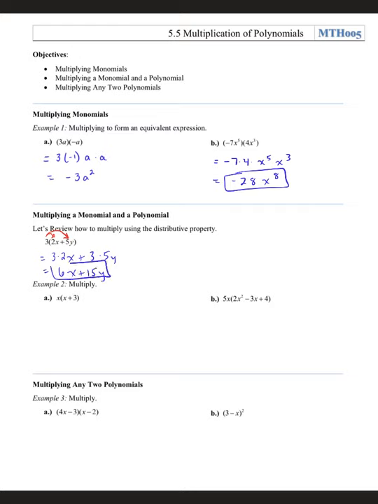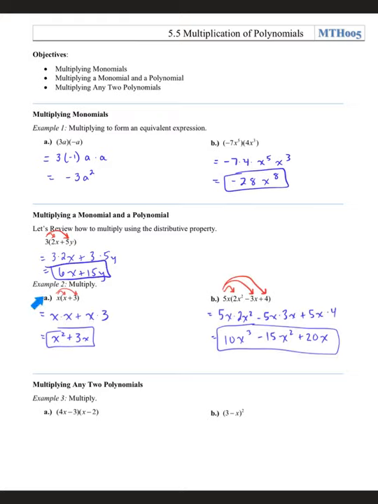Now we are going to be doing the same thing, but on the outside as our monomial, we're going to have variables out there, but that's going to be the only difference. So go ahead and try A and B, then unpause the video and see how you've done. Since we've done distributive before, it's not necessarily anything new, you just have to be careful with your variables.